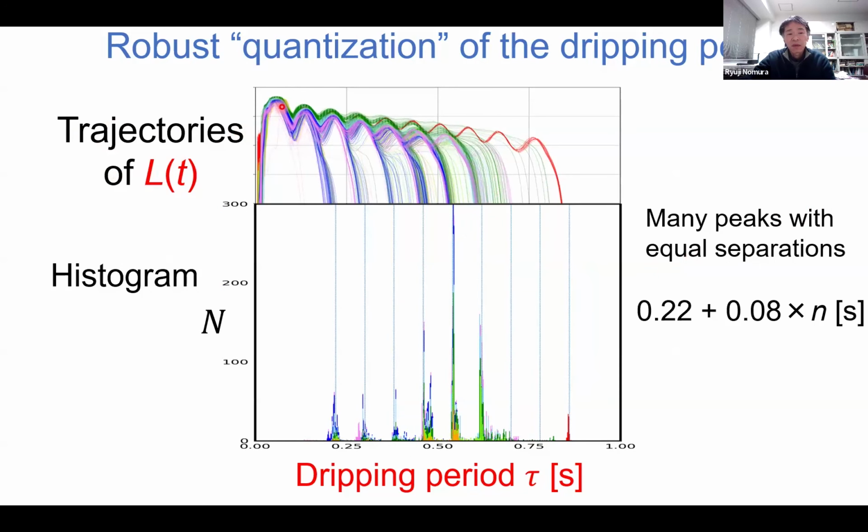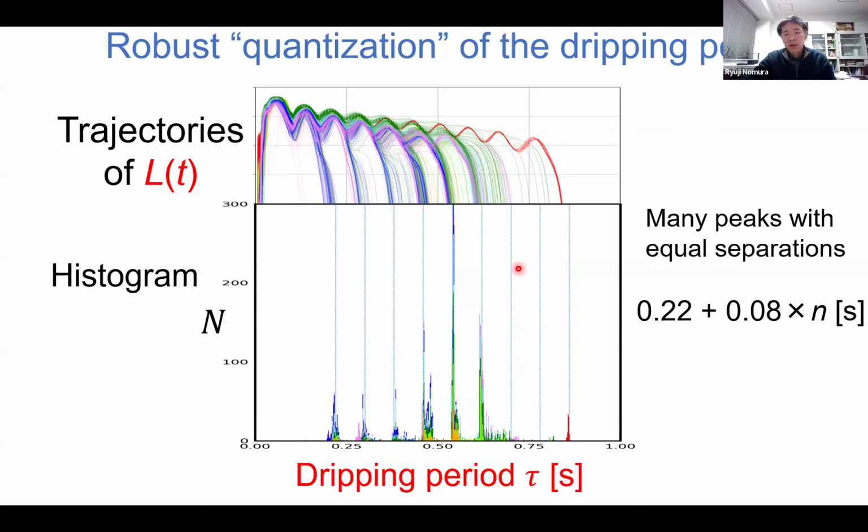Okay, this is a collection of the trajectories of the length of the droplet. It oscillates and drips around here, and it oscillates and drips around here. So you see the bunching of the trajectories like this. And around here, in most cases, it drips. The lower graph is a histogram of the dripping period. Due to this bunching of the dripping, we have a peak in the distribution of the dripping period, like this.